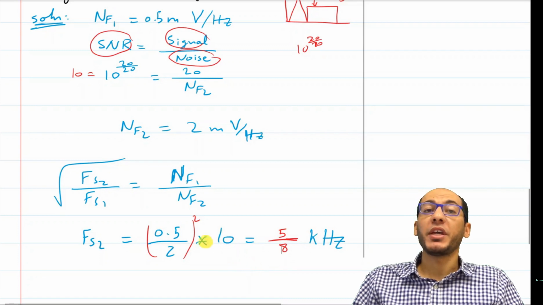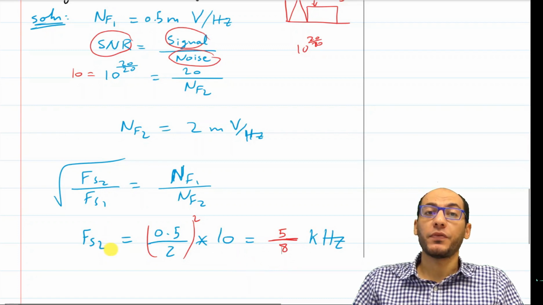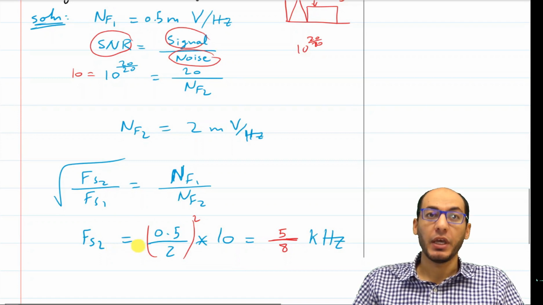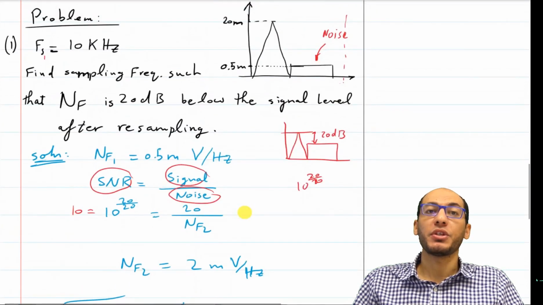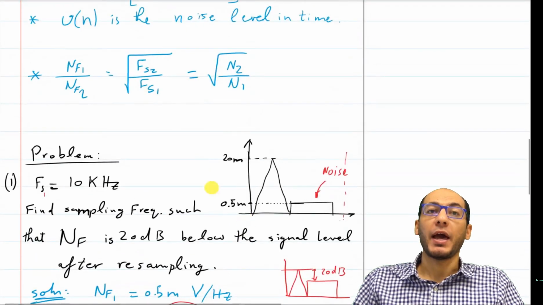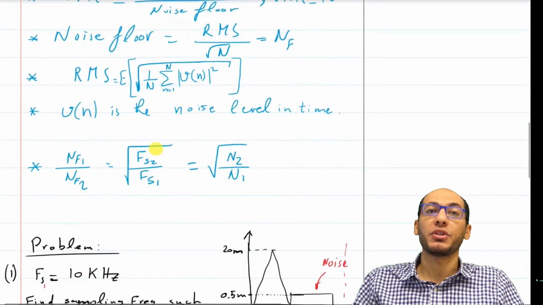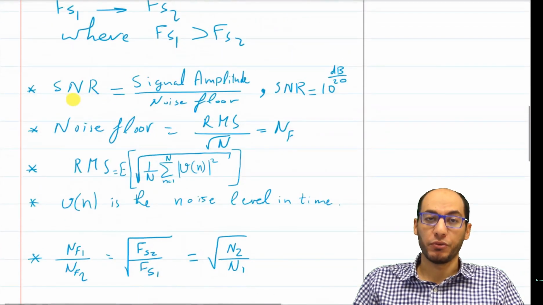Remember that the main concept that we're trying to achieve in this video is that you can reduce the sampling frequency, but up to a certain value only. You cannot reduce it indefinitely. Okay, and the reason is because reducing the sampling frequency increases the noise level and thus reduces the signal to noise ratio.